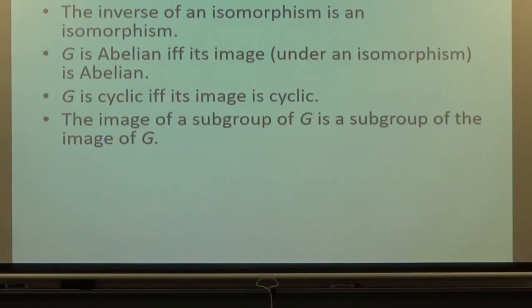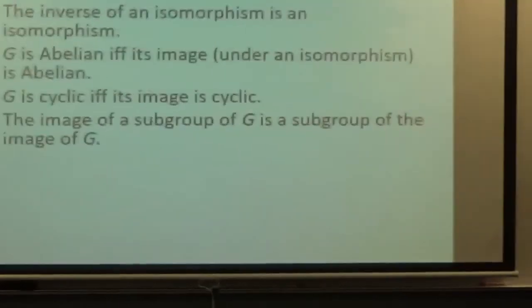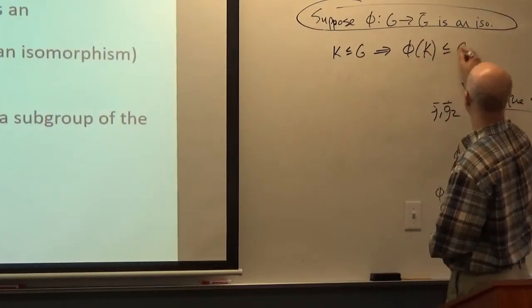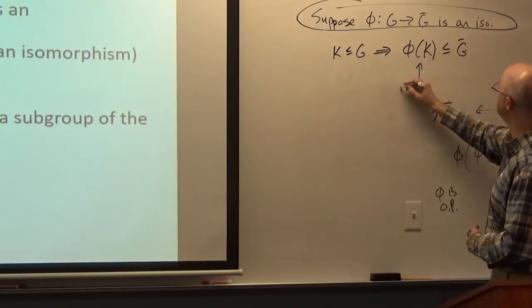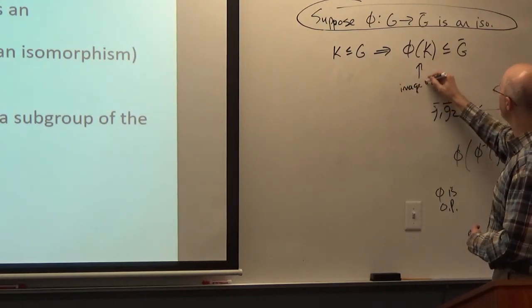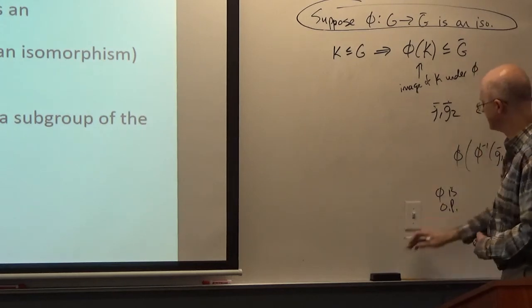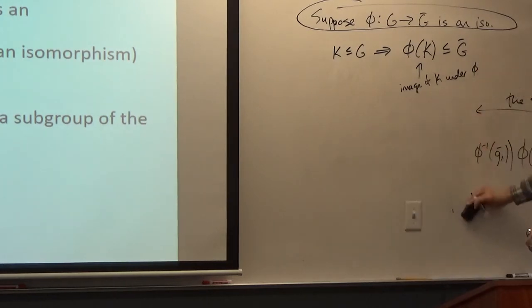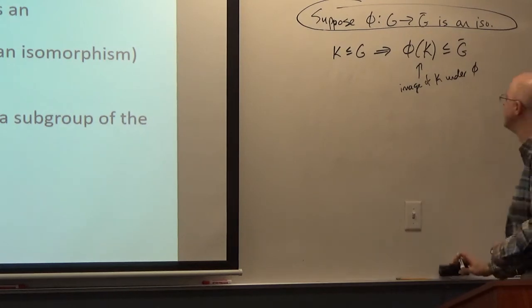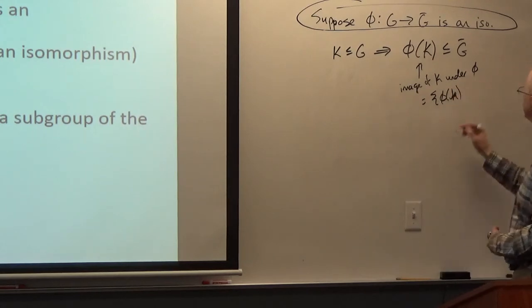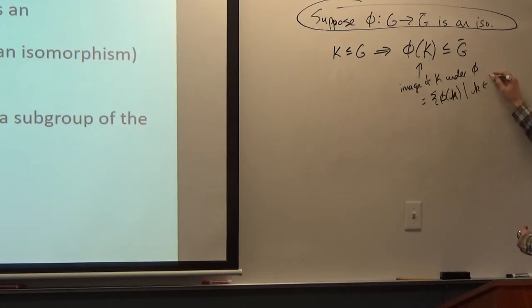Symbolically, what you're saying there is K being a subgroup of G implies phi of K is a subgroup of G bar, where phi of K is the image of K under phi. It is the set of all outputs of phi, phi applied to little k, where little k ranges over capital K.